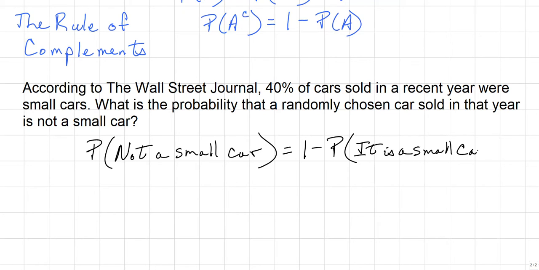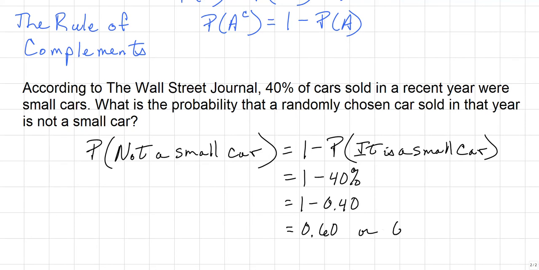Now, since we know that the probability is 40% that a small car was sold in a recent year, that's going to be 1 minus 40%, but we can't physically subtract 40%, so that's going to be 1 minus 0.40, which will yield 0.60 or 60%.